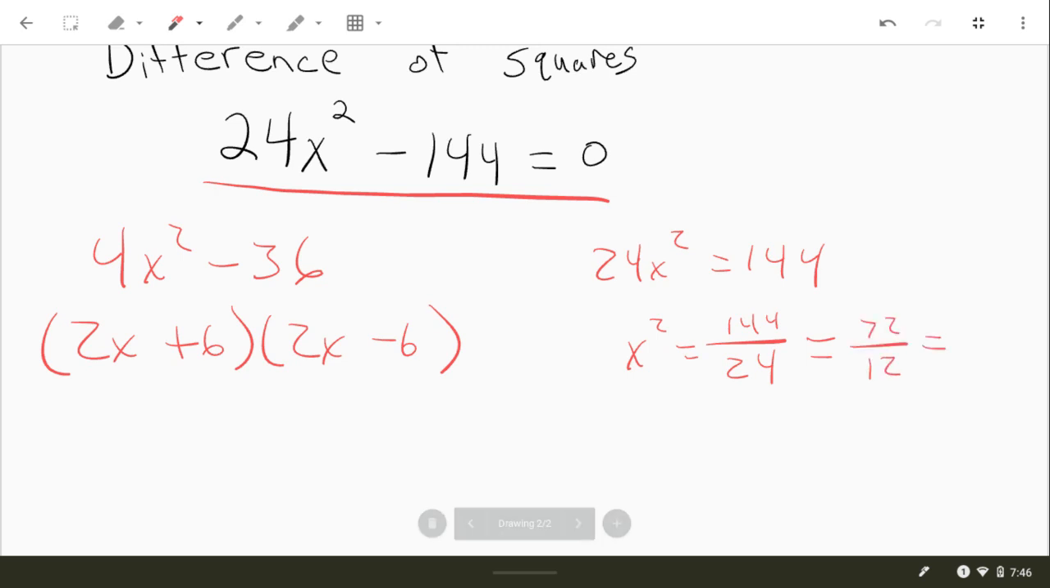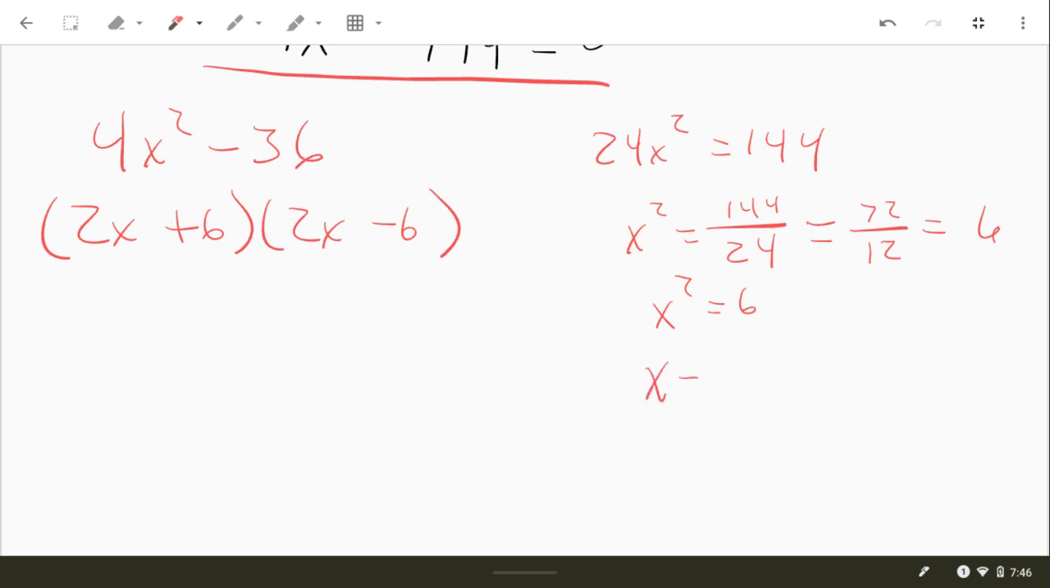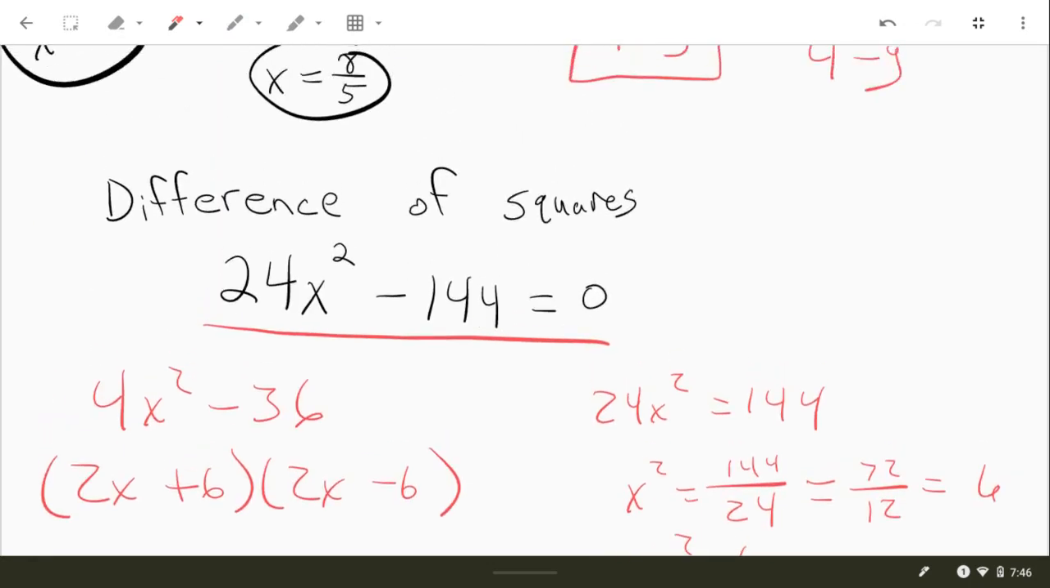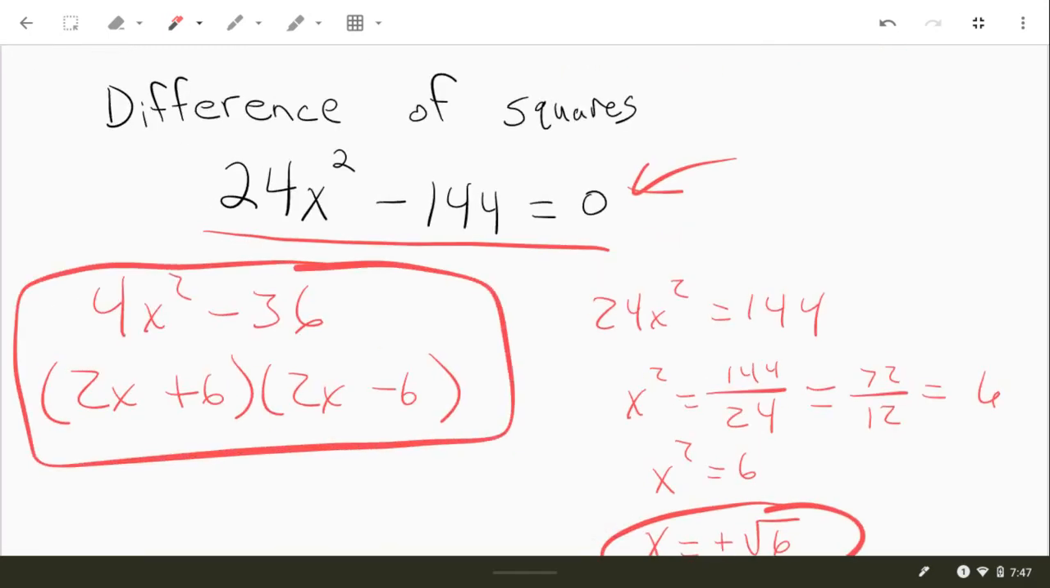That'd be, wait, I feel like that goes in evenly. 72 over 12. It does, doesn't it? 6? Yeah, 6. 72 over 12 just becomes 6. So x squared equals 6, and then you could square root both sides. So x would equal plus and minus the square root of 6. I just built this problem wrong. But over here, we have that difference of squares little factoring technique.